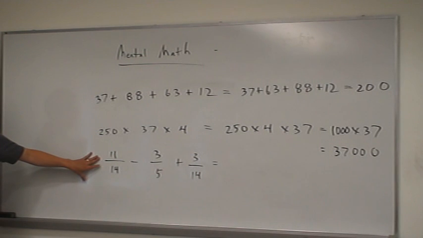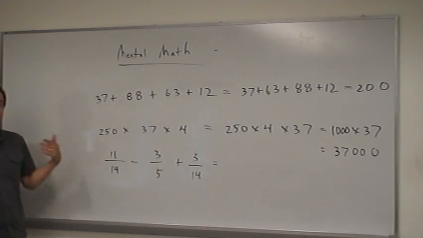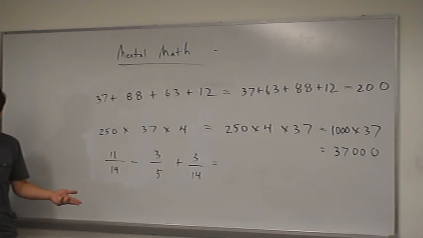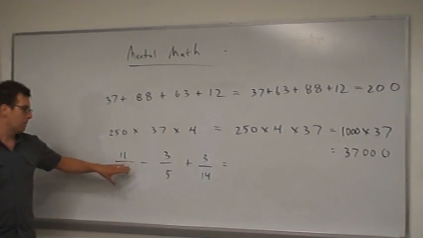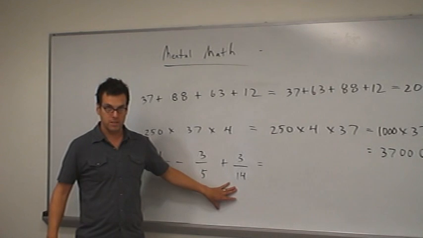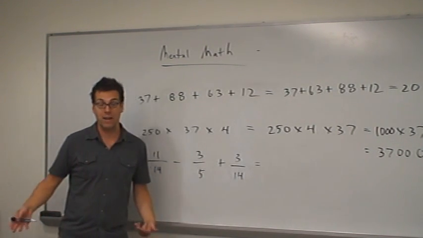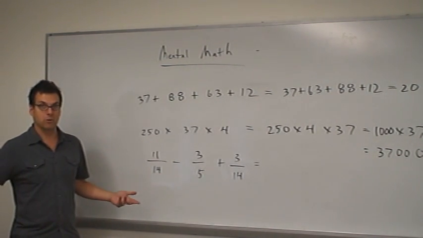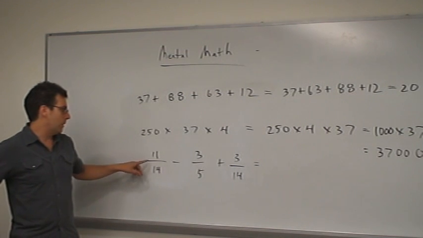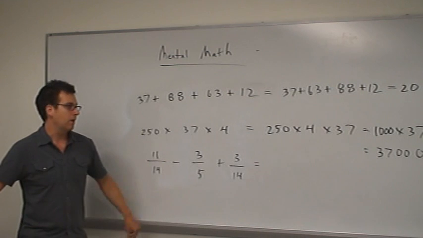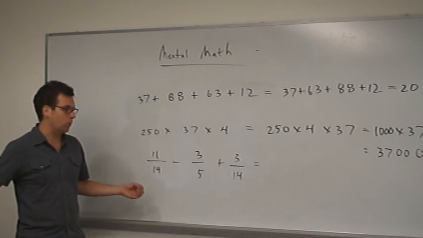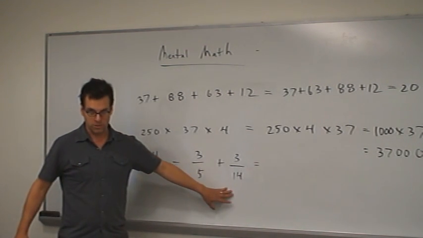Finally, we can extend this idea to problems involving fraction arithmetic, addition and subtraction. If we have 11/14 minus 3/5 plus 3/14, again, if we just proceed left to right, this is a very difficult problem to do mentally. We would have to get a common denominator in subtracting 11/14 and 3/5, and then we might have to do so again when we took that difference and added on 3/14.